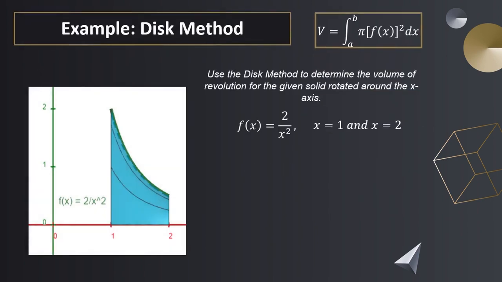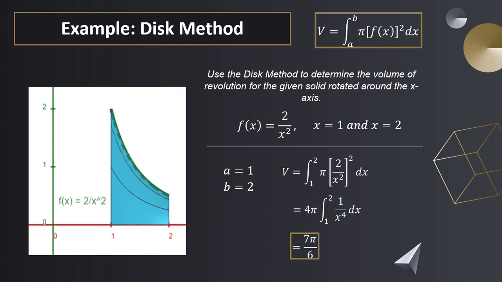So let's go ahead and do an example of this one as well. So we're given f of x equals 2 over x squared, and then 1 and 2 are our x bounds. So again, a and b are those values, and then we use our equation we derived before with our function, we end up with a value of 7 pi sixths.